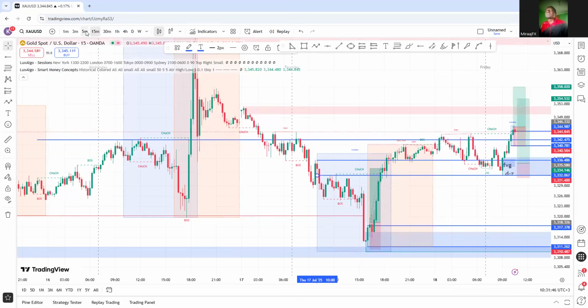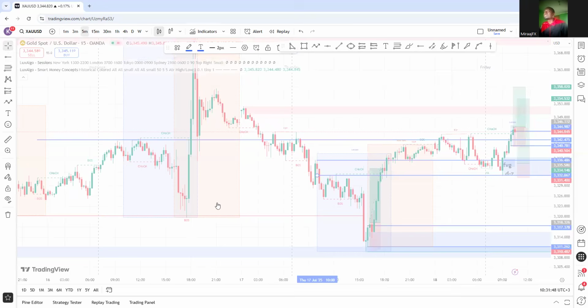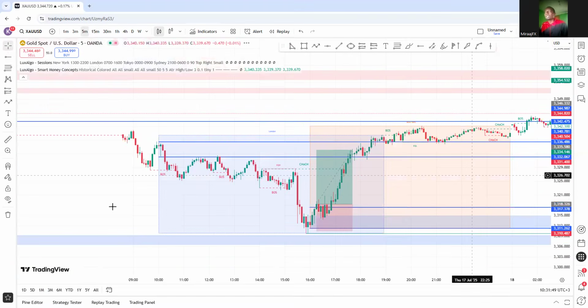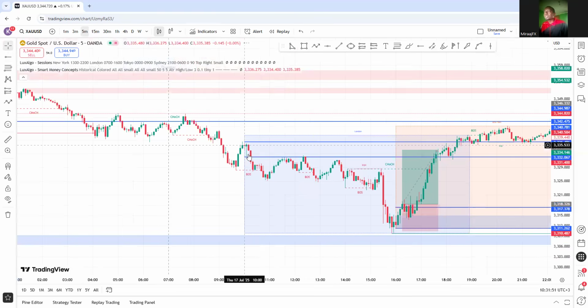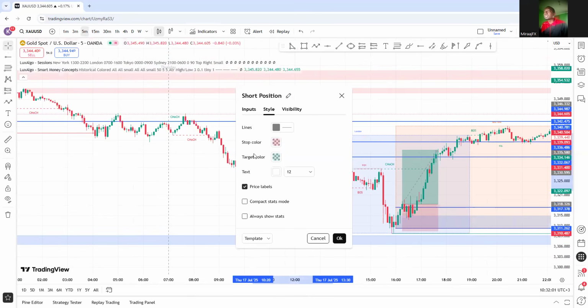So let's go to the 5 minutes time frame. Our entry is always on the 5 minutes time frame. Don't forget that. So here we are. So that was where the breakout took place, right? So this broke out here and then closed here. So we are getting entry on the next candle. So the next candle was that one.